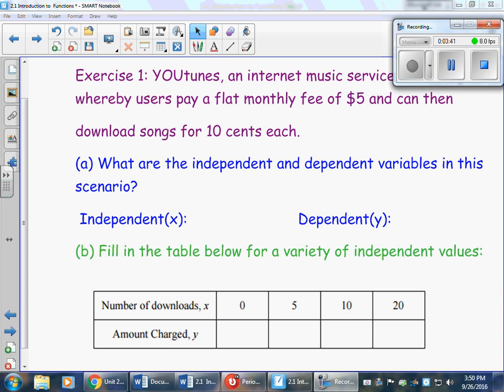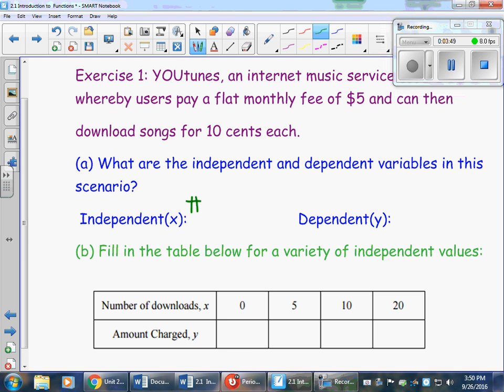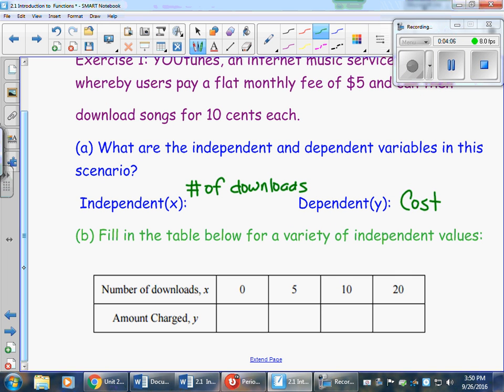Well, the independent is what changes. So in this case, the independent is going to be the number of downloads. And depending on the number of downloads, your dependent variable, which is going to be your cost, is going to change. So there's your A. B says fill in the table below for a variety of independent values. So I gave you examples of 0, 5, 10, and 20. So take a minute and pause and fill this in.